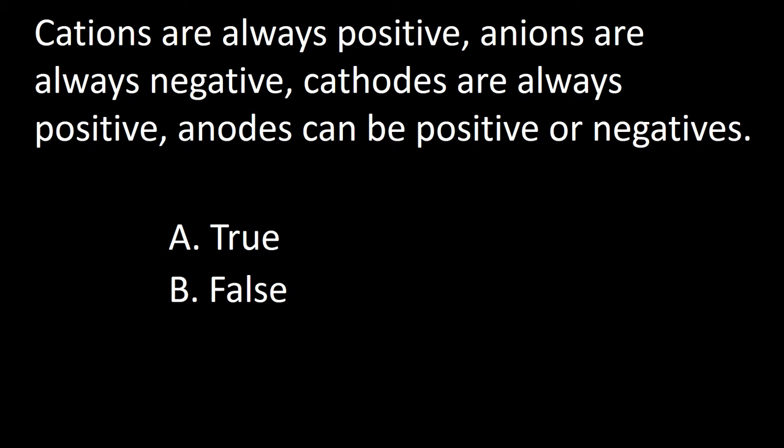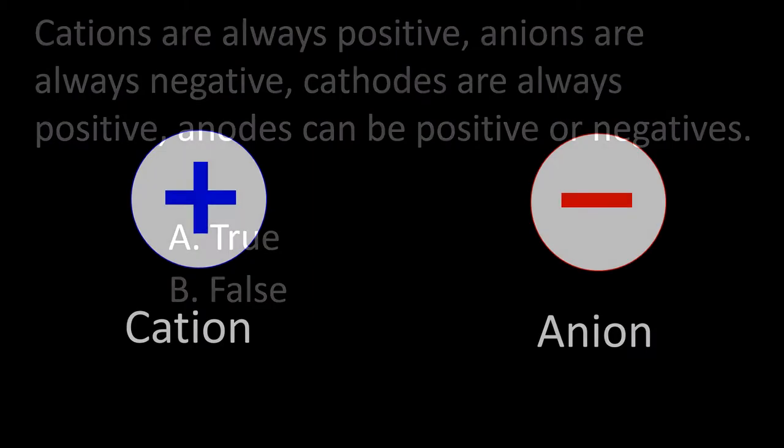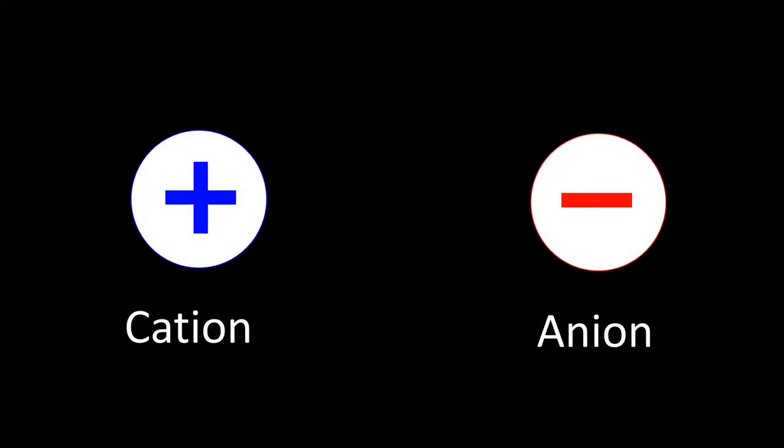Next question. Cations are always positive. Anions are always negative. Cathodes are always positive. Anodes can be positive or negatives. A true, B false. Cations are always positive and anions are always negative.